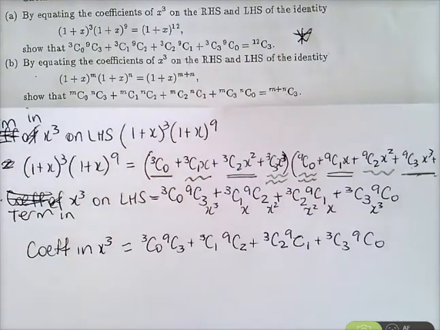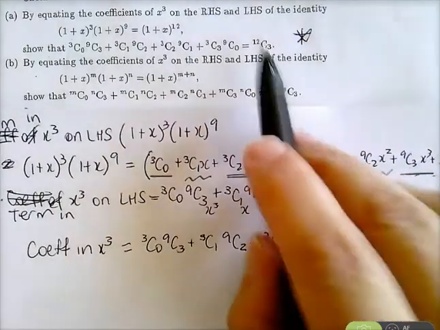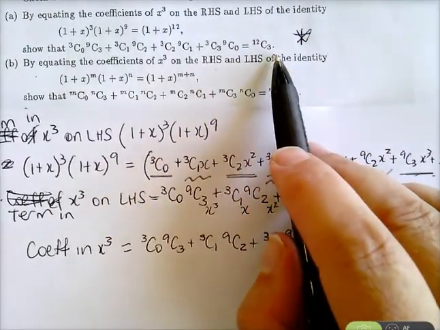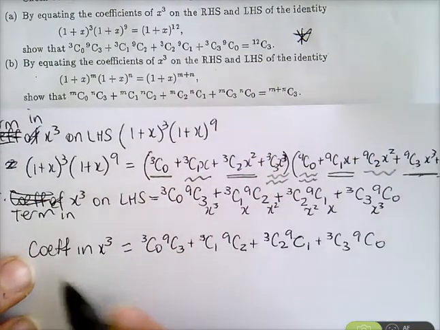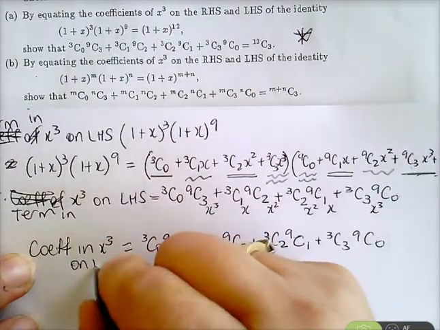From now on, they're not going to tell you which term to evaluate, the term in x cubed. You'd have to work that out yourself in harder questions, okay? But it's pretty obvious because it's 12c3, you know it's the term in x cubed. So that's the coefficient in x cubed on the left-hand side.